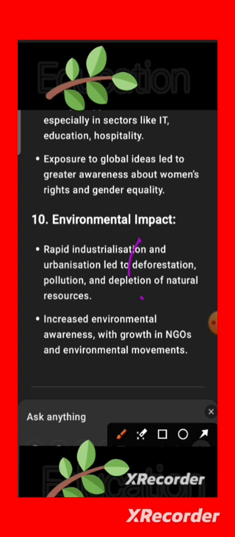Globalization. Globalization means greater interaction and integration with the global economy in terms of trade, investment, culture and technology. After 1991, India opened up to the world, allowing foreign companies to invest and trade freely. Major changes: entry of multinational companies, MNCs, in India, for example Coca-Cola, Samsung, growth of outsourcing and IT sectors.